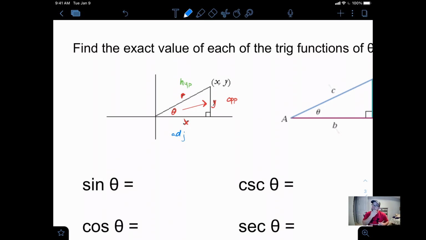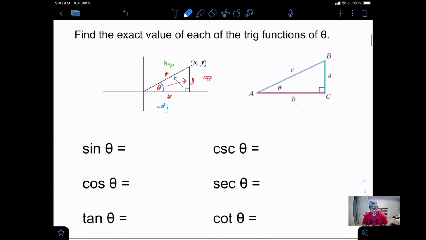Now, the adjacent is always the one I find last, because it's maybe sometimes the most confusing one. But remember a couple things. Your hypotenuse is always across from your right angle, and your opposite side is always across from the angle that we are caring about or considering. So in this particular situation, remember the word SOHCAHTOA.